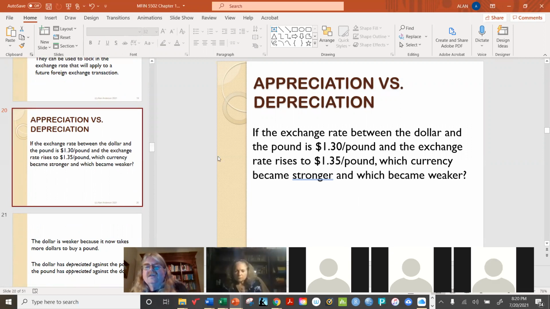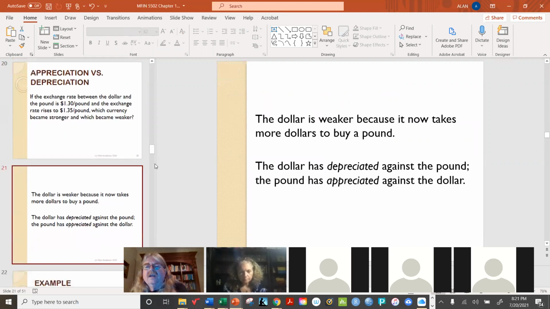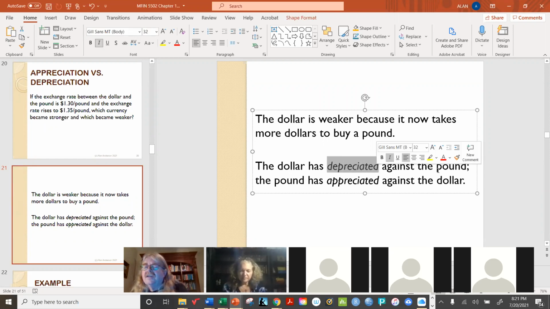Well, here's the logic. It now takes more dollars to buy a single pound, which means the dollar got weaker, but that means the pound got stronger. So the official terminology there is that the dollar has depreciated against the pound, which means in turn, the pound must have appreciated against the dollar. So when the exchange rate changes, one currency strengthens and the other weakens. We call the strengthening an appreciation and the weakening a depreciation.